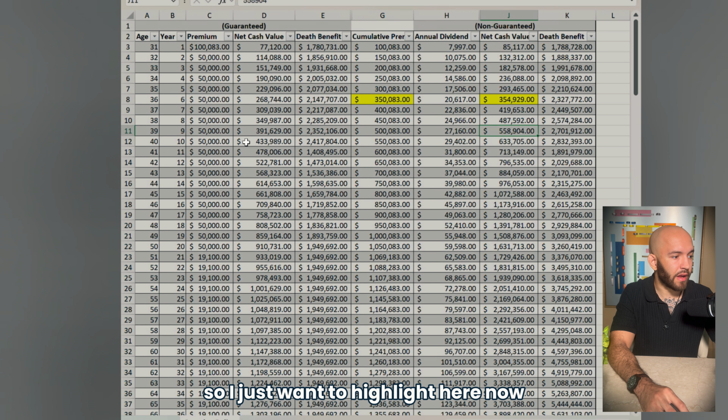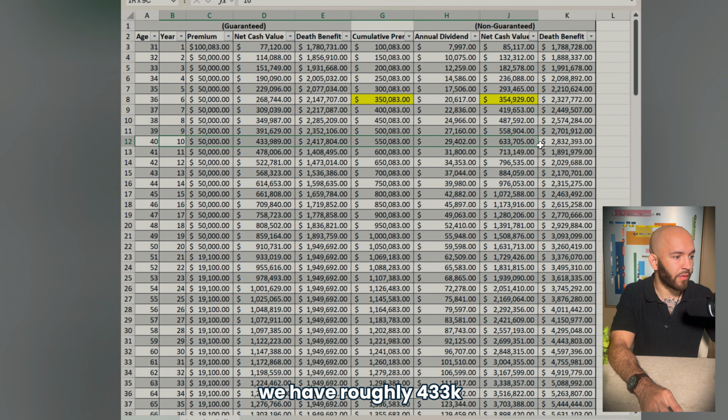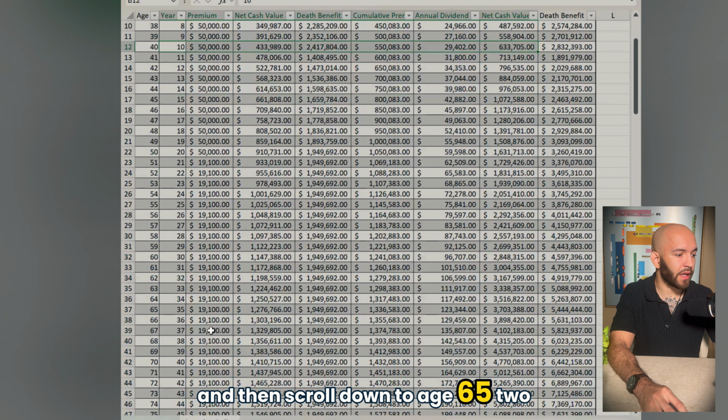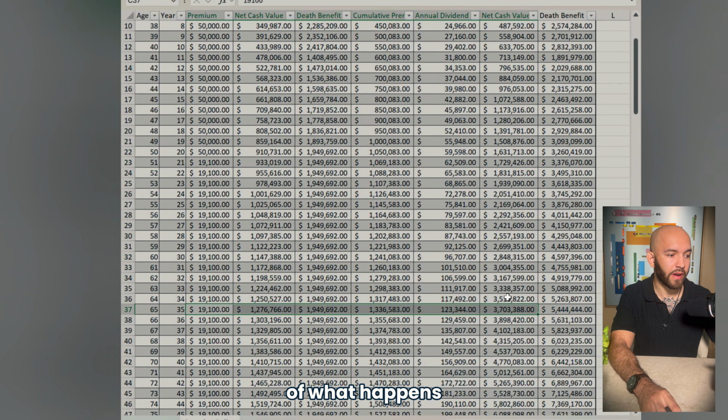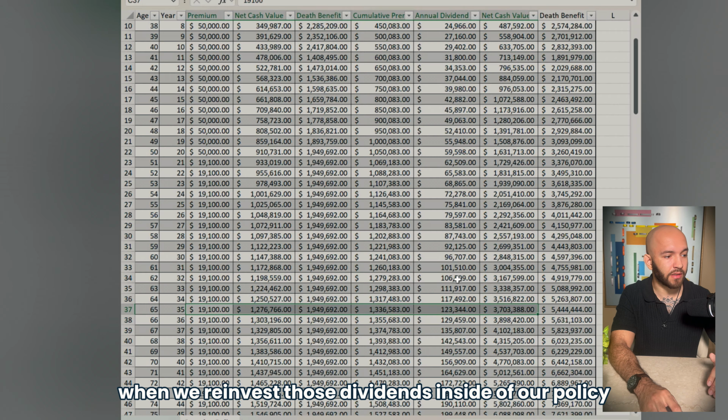So I just want to highlight here now some of the power of these compounding dividends. Looking at year 10 in the policy, we have roughly 433 net cash value versus 633 with the incorporation of those dividends. And then scroll down to age 65. We have about 1.2 million versus 3.7 million. So that's just highlighting the power of what happens when we reinvest those dividends inside of our policy.